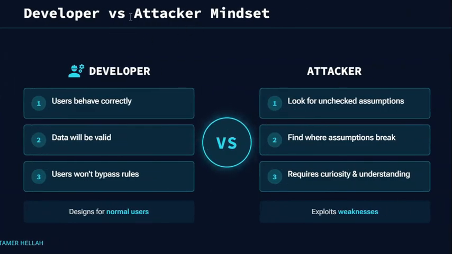Developers and attackers think very differently. Developers design systems assuming users behave correctly, they assume data is valid, and they assume rules will be followed. Attackers think in the opposite way, of course. They look for assumptions that are not checked. They look for places where rules can be bypassed. This doesn't require advanced tools, it requires understanding.